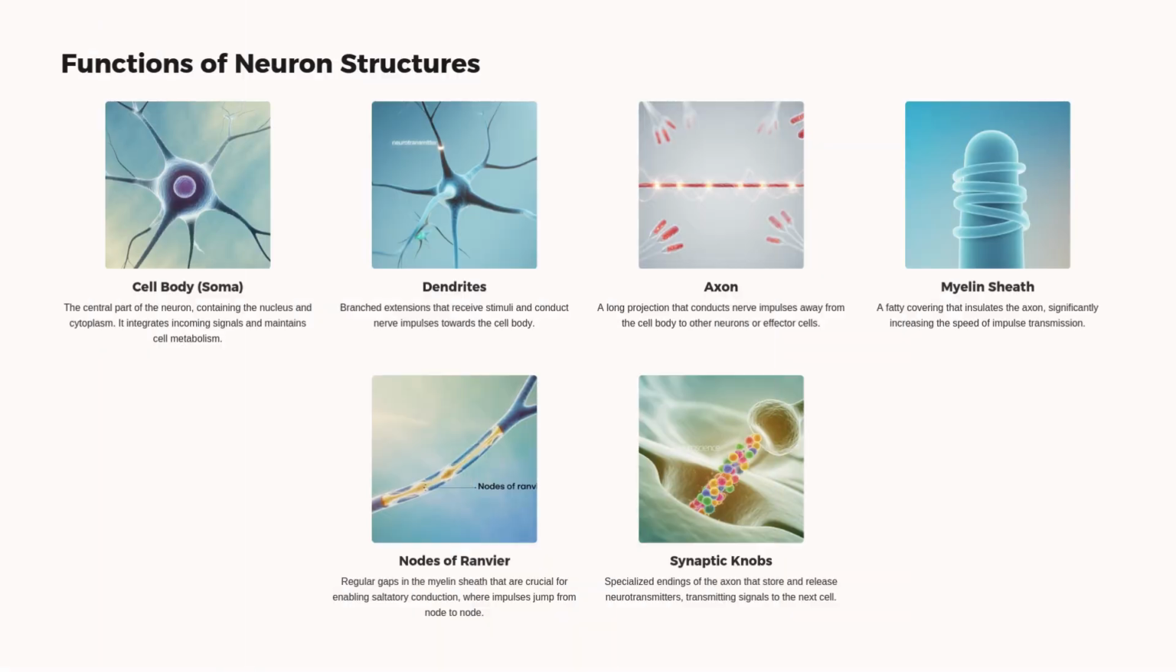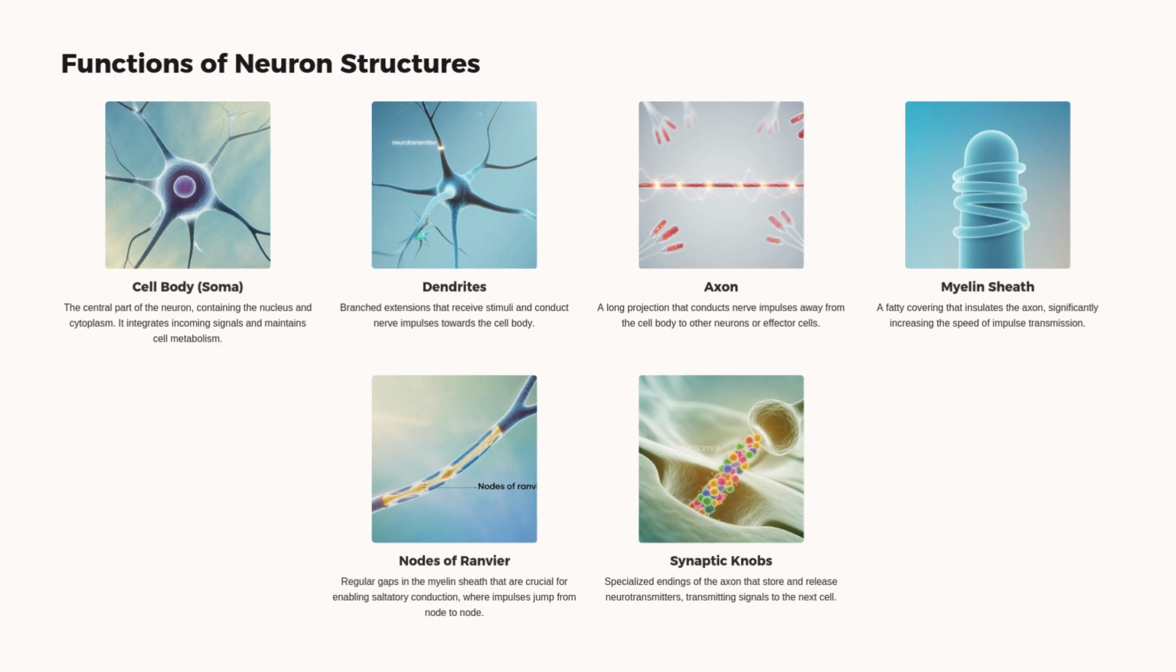Functions of neuron structures. Cell body, soma. The central part of the neuron, containing the nucleus and cytoplasm. It integrates incoming signals and maintains cell metabolism. Dendrites. Branched extensions that receive stimuli and conduct nerve impulses towards the cell body. Axon. A long projection that conducts nerve impulses away from the cell body to other neurons or effector cells.